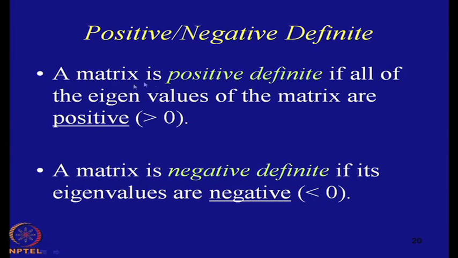It has been said that a matrix is positive definite if all the eigenvalues of the matrix are positive, and it is negative definite if all the eigenvalues are negative. Because we need this idea: when the Hessian matrix is positive definite, we conclude the corresponding extreme point is a relative minimum point. If the Hessian matrix is negative definite, we conclude that the corresponding extreme point is a relative maximum point. That is why checking positive definiteness and negative definiteness is very important for unconstrained optimization problems.